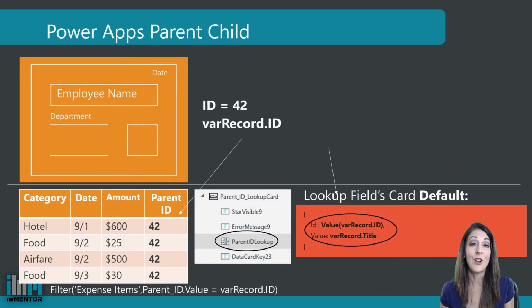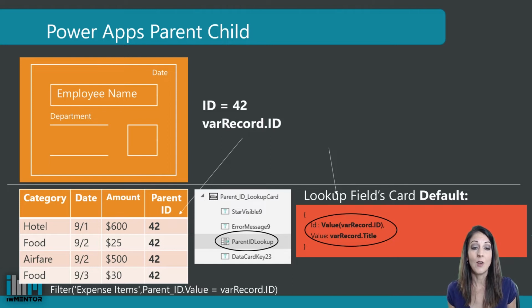All right, here are both concepts sort of put together in one. So I have the parent expense report, ID 42. I'm storing it in a variable called var_record. And then I've got the child items, which have all the detail, all the rows. And that child list has that lookup, the parent ID lookup.